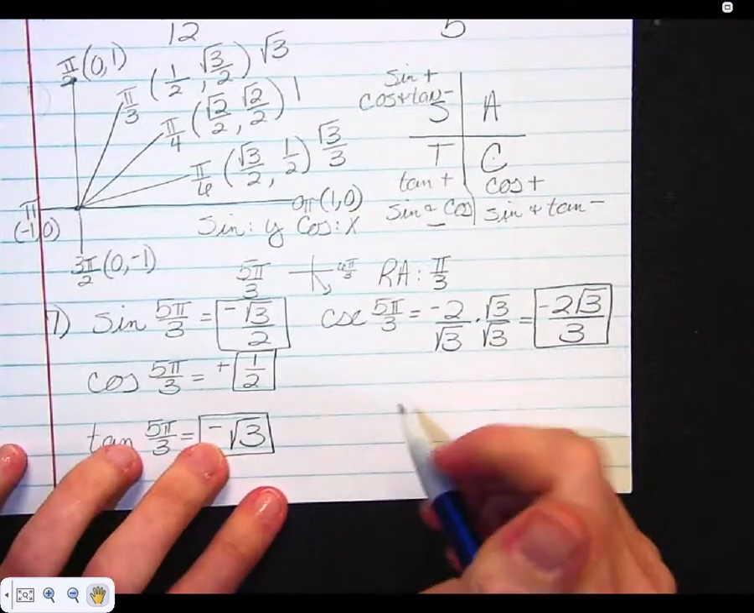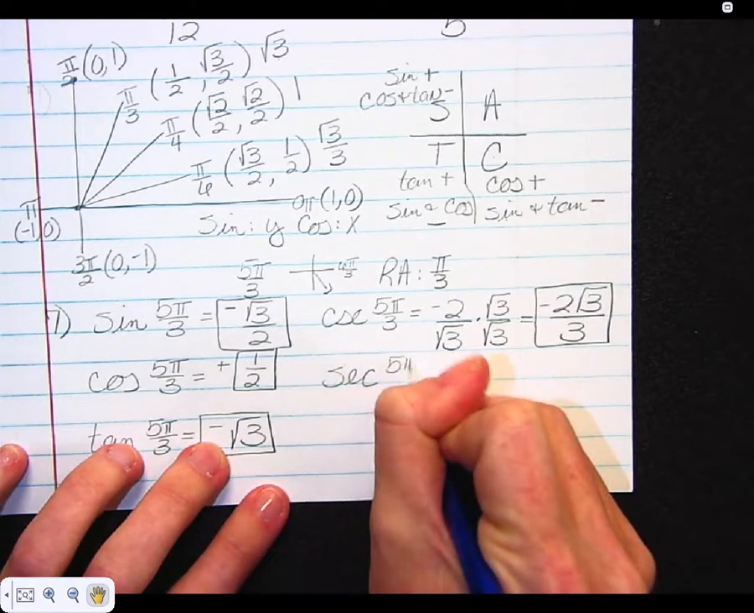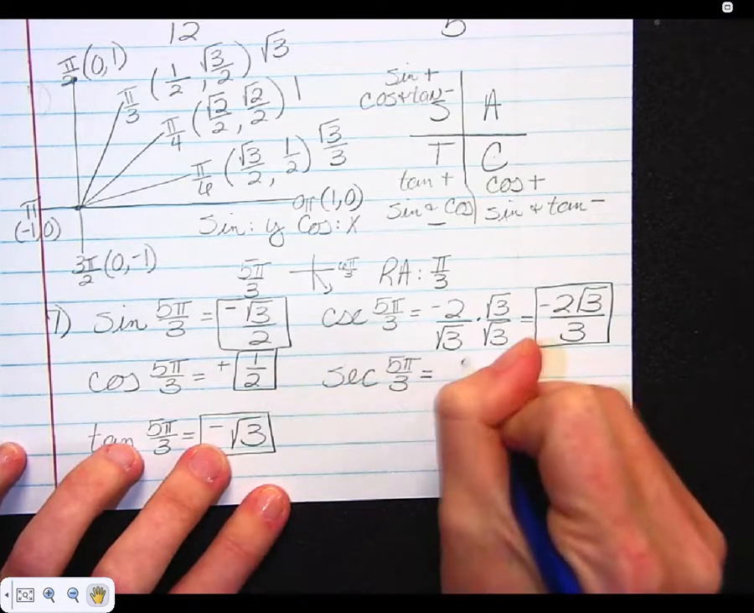Right, on this one, our secant value is the easy one. So first of all, since cosine was positive, secant is also going to be positive. And when I flip 1/2 upside down, I just get 2.